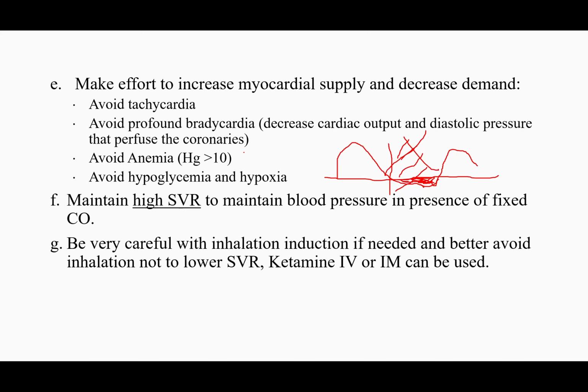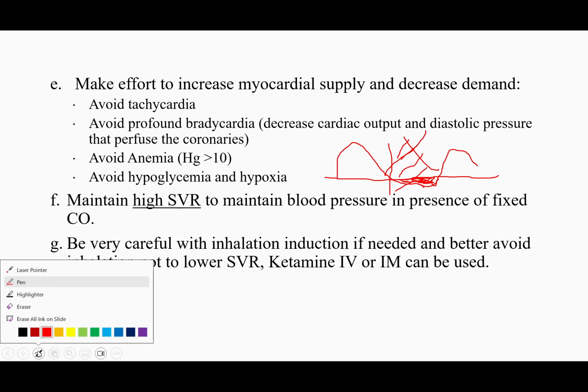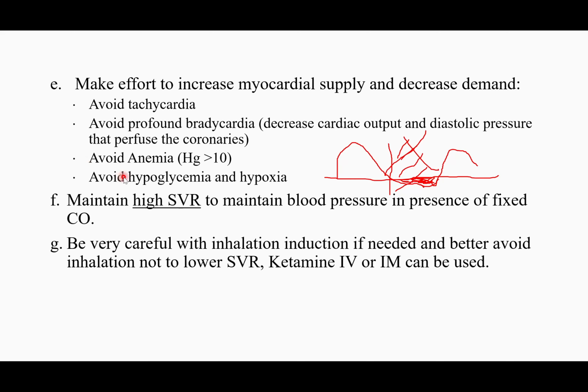Maybe some bradycardia is acceptable, but profound bradycardia is not. Avoid anemia. Avoid hypoglycemia, hypoxia. Maintain high systemic vascular resistance to maintain blood pressure in presence of fixed cardiac output. Be very careful with inhalation induction if needed, and better avoid inhalation not to lower systemic vascular resistance. Ketamine IV or IM can be used.